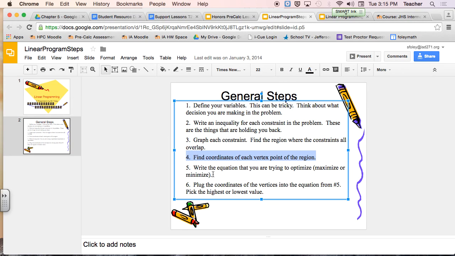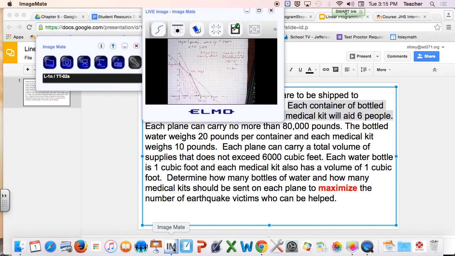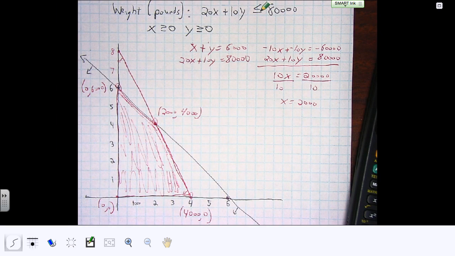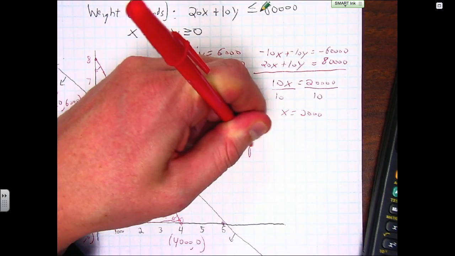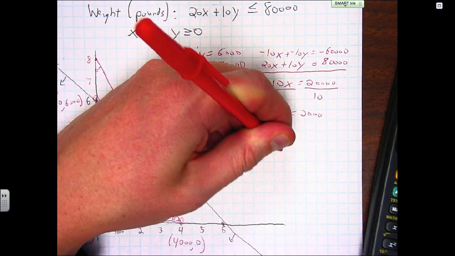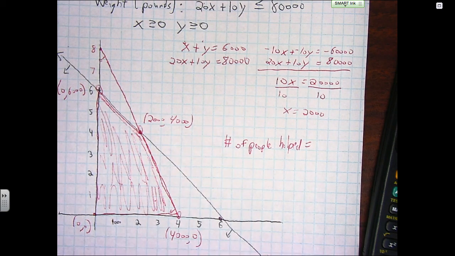And so to do that, we have to think about, well, how many people are we helping, right? And so when we go back to the problem, that's up here at the second sentence. The bottled water helps 10 people, and the medical kit helps 6 people. And so take a minute again in your groups, try and write the objective equation. So number of people helped. Take a minute in your groups, pause the video, see if you can write the equation for the number of people helped.